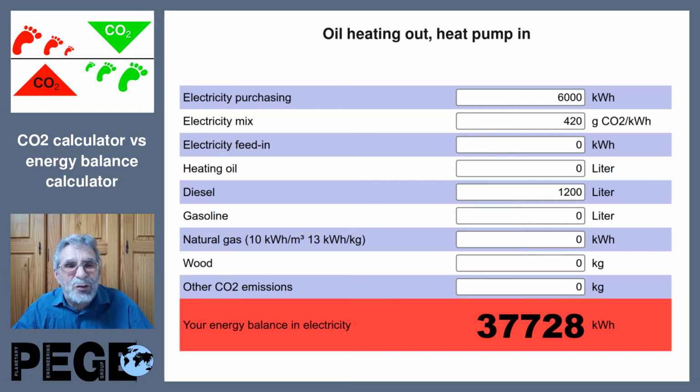Now we reduce further. We replace the oil heating by heat pump. So now we have to calculate that the electricity consumption goes up by 2,000 kilowatt hours to produce 8,000 kilowatt hours of heat, what the oil heating produced with 800 liters, and we need no heating oil anymore, and the energy balance goes down to 37,728 kilowatt hours electricity.